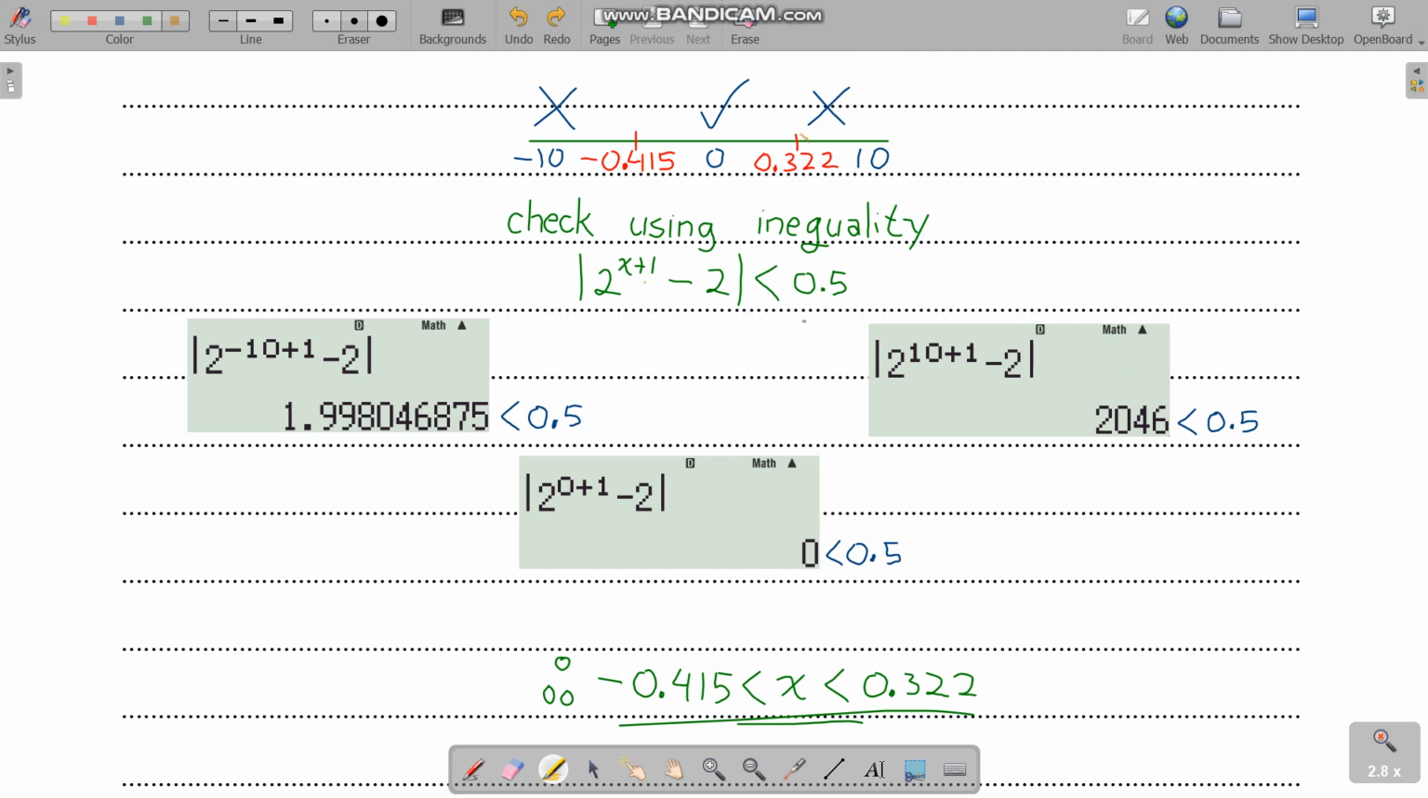So the final answer is between the two critical values, between negative 0.415 and 0.322. Final answer.